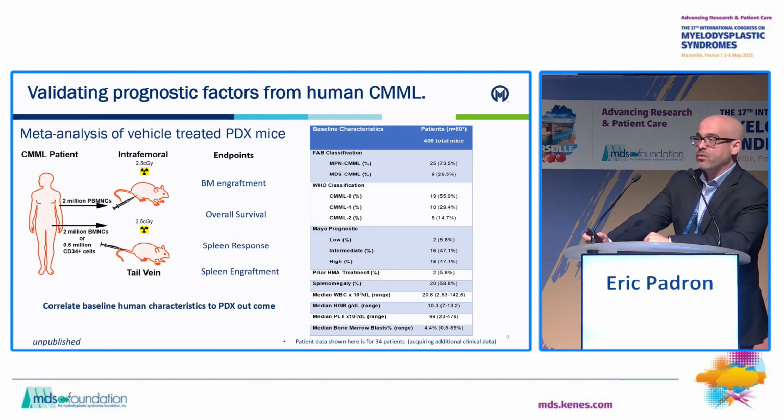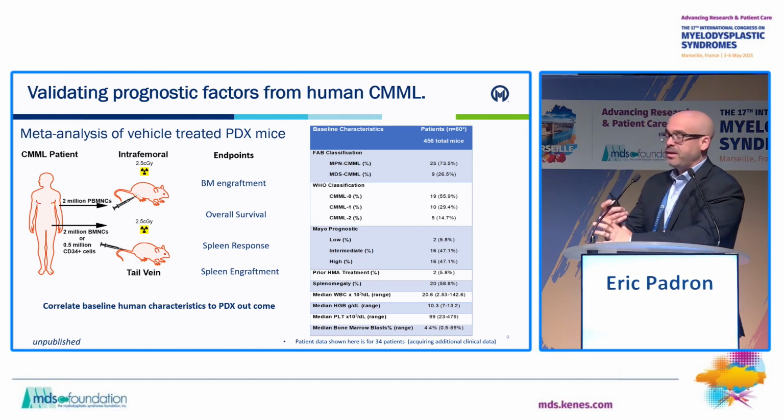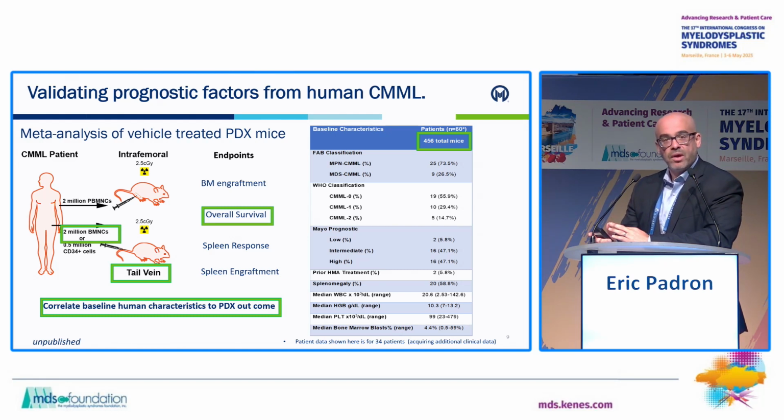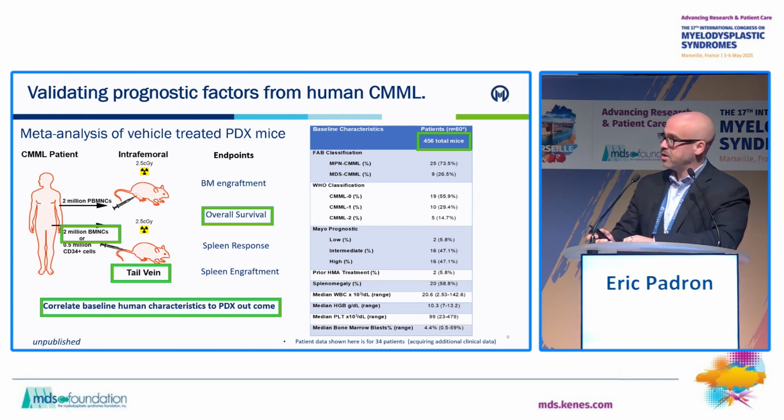What about prognostic models? So, I mentioned we've generated about 1,400 mice and had a variety of experimental approaches, but we thought, what if we focus on PDXs that had bone marrow mononuclear cells injected by tail vein that were allowed to go for overall survival and either were not treated or were vehicle mice? And can we do a meta-analysis of all of these mice and ask whether the baseline human characteristics can be associated with the PDX outcome? So the baseline mutations, the baseline prognostic score against the outcome of the PDX itself.